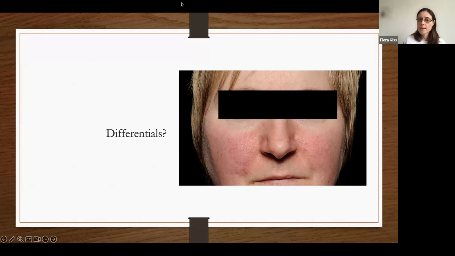So let me just go back to the chat and have a look again. So that's a good question, Vicky. Thank you. How would you decide which treatment to start first line? Metronidazole okay to use long term? So this is a good question. Thank you, Vicky. So it would depend on the type of rosacea.